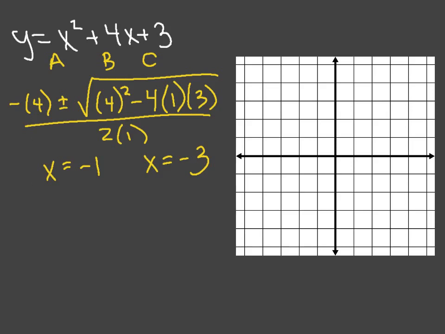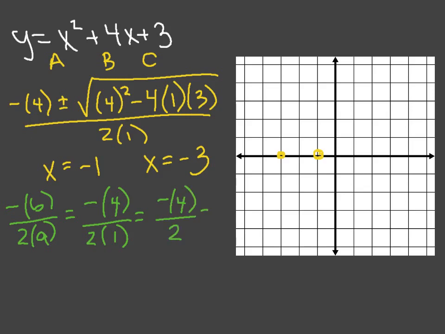So with these two values, I'm going to go to my graph, find my x-axis, and on that x-axis I'm going to put 2 dots. One at negative 1 and one at negative 3. Now for step 2, our line of symmetry, we have a new formula, negative b over 2a. So if I were to plug in those values, I have negative 4 over 2 times 1. And if I simplify this fraction, I find that my line of symmetry should be negative 2. Now because our line of symmetry is imaginary, I'm going to use a dotted line to help me represent my line of symmetry.